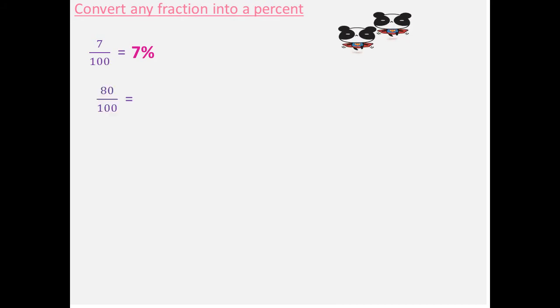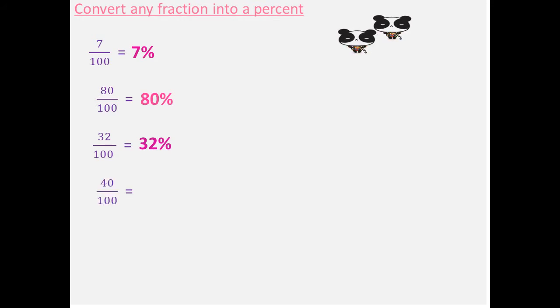8 out of 100 is 8%. Okay, 32 out of 100 is 32%. Excellent. 40 out of 100? Yes, it's 40%. Or if I give you 40%, how can you change it into a fraction? Yes, it's 40 out of 100.